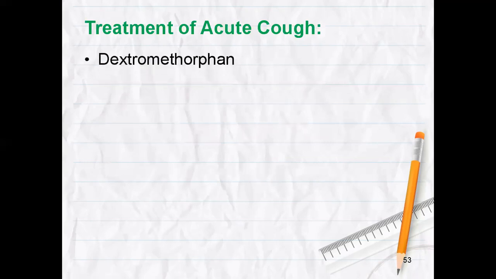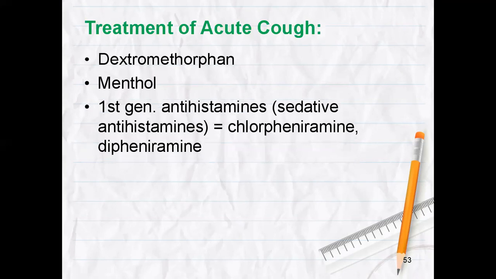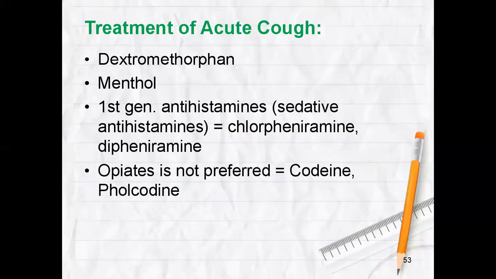Now the next thing is, if we have to give drugs to the patient with acute cough, then the drugs would be dextromethorphan, menthol, or first generation antihistamines, which include chlorpheniramine, diphenhydramine, and others as well. But we should not give opiates to a patient with acute cough. Opiates include codeine, pholcodine. So opiates must not be given in acute cough.